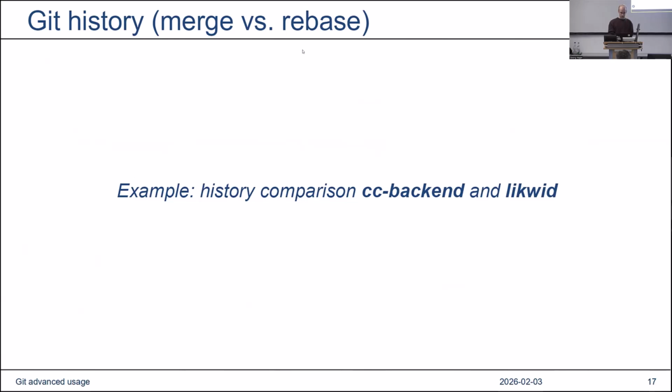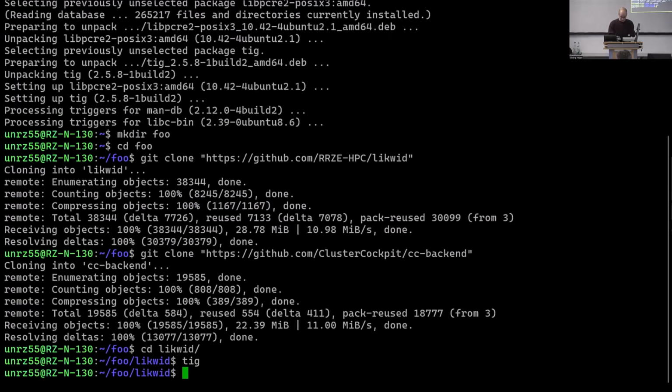Now I'm going to show an example and give a brief overview of how these merge commits or rebases may look. Let's start with Liquid. I'm demonstrating a tool here, which I'll explain more in a moment, which is useful for looking into the history of Git, which is tig, which is basically just a Git browser.